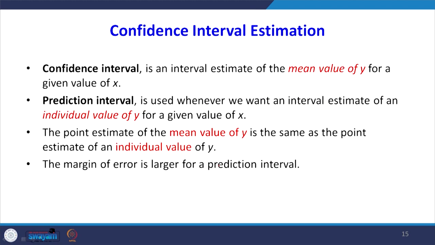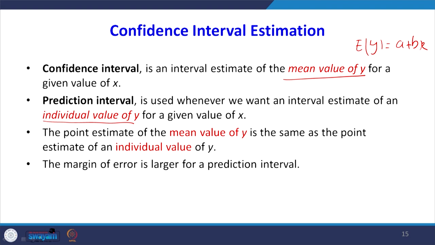So, what is a confidence interval estimation? A confidence interval is an interval estimate for the mean value of y for a given value of x. But the prediction interval is used whenever we want an interval estimate of an individual value of y. This is the individual value of y, whereas that is the mean value of y for a given value of x. Why is it a mean value? What we are predicting is the expected value of a plus bx. So whatever value we get after substituting x is the mean value.